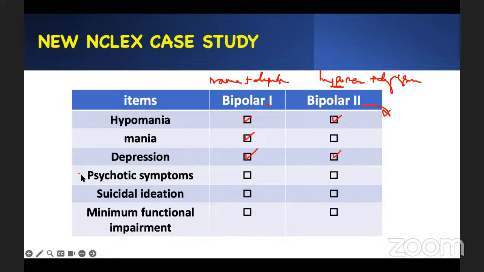But the key thing is this: psychotic symptoms, functional impairment, and hypomania between the two. So for mania patients, they may have psychotic symptoms. That's what we saw. This guy is hallucinating, right? He has grandiosity, all those things. It's bad. Bipolar 2 don't do that. They both can have suicide ideation. There is no functional impairment in bipolar 2. So there's minimum functional impairment. Minimum, so usually you don't have to admit them to the hospital for a manic episode. This is the difference between the two.